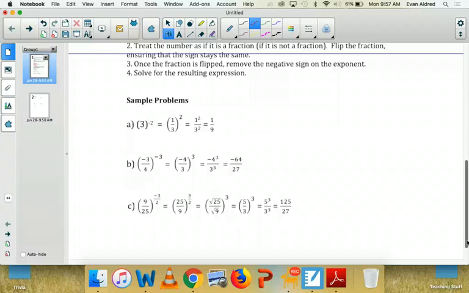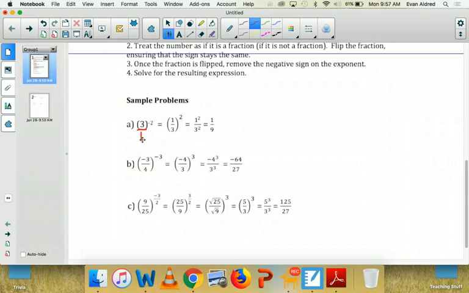So A, 3 with exponent negative 2. Again, we're going to take our base and take its reciprocal. So we're going to treat it as a fraction if it's not written as one. A counting number like 3, we think of as 3 over 1. We flip that and it becomes 1 over 3. Instead of having an exponent of negative 2, we now have an exponent of positive 2. So that means 1 squared over 3 squared, or 1 over 9.